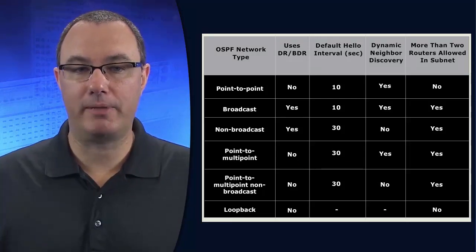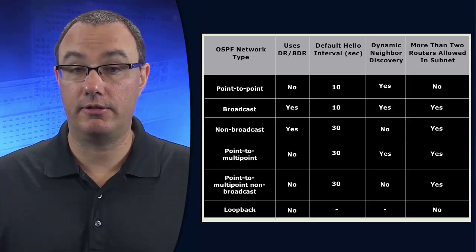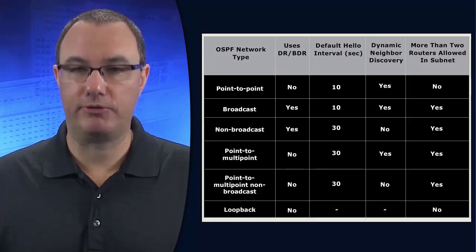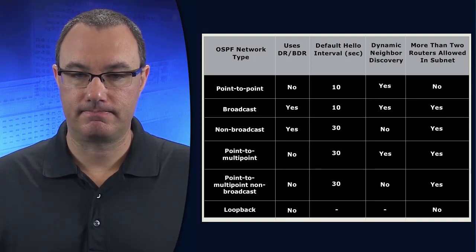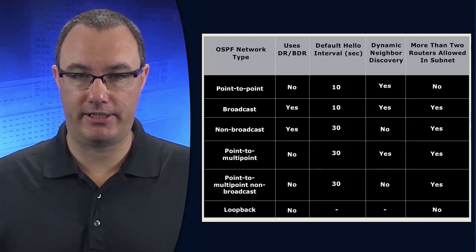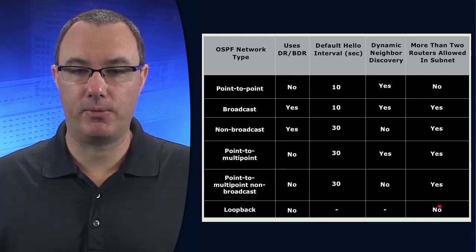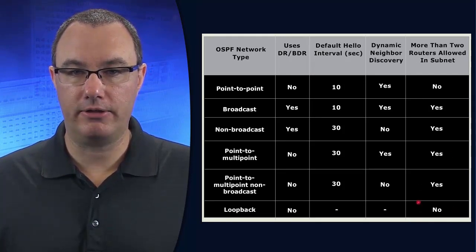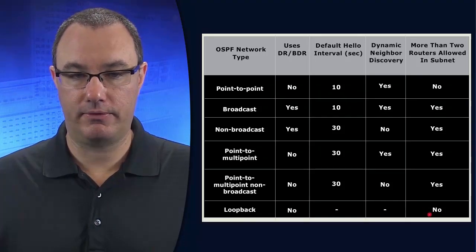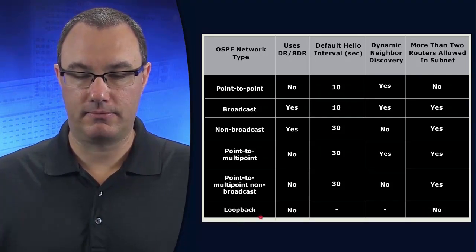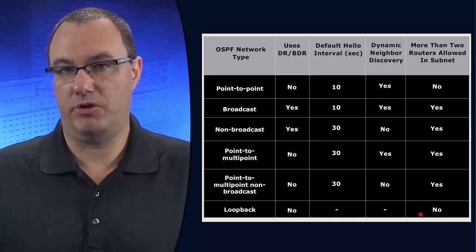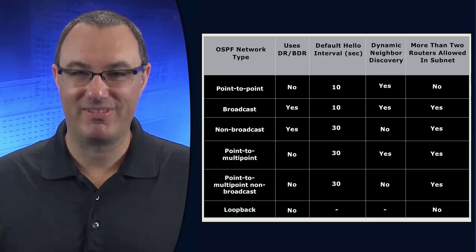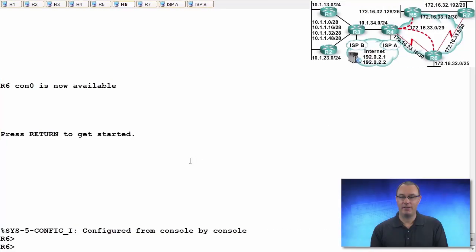OSPF treats loopback interfaces a little differently, and you need to be mindful of how OSPF works here. Particularly this thing right here. It says only one router is allowed in the subnet of a loopback interface as advertised. Okay, no big deal, right? What does that really mean to us? Well, let's take a closer look.